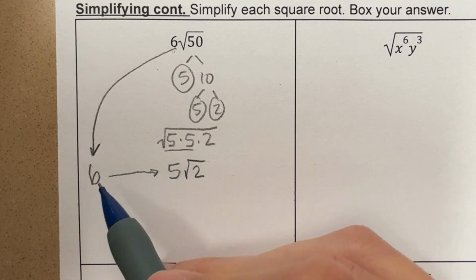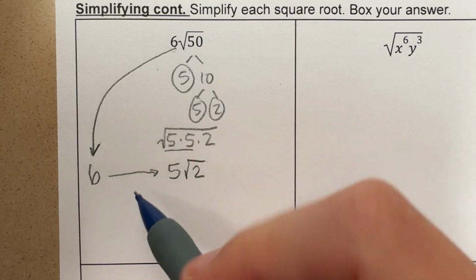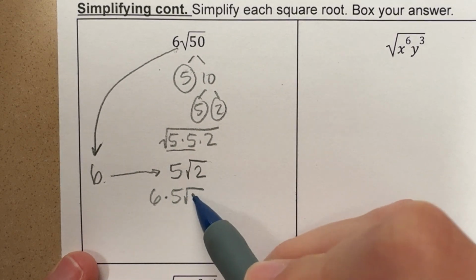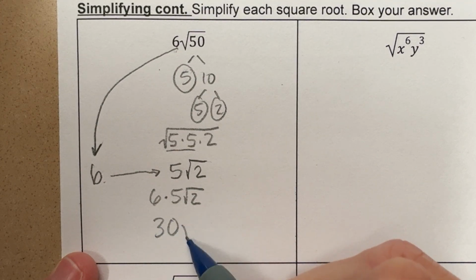Now, bring the 6 back. So this is 6 times that. So this is going to become 6 times 5. So what I'm doing right now is 6 times 5, root 2. And so then I multiply: 30 root 2.